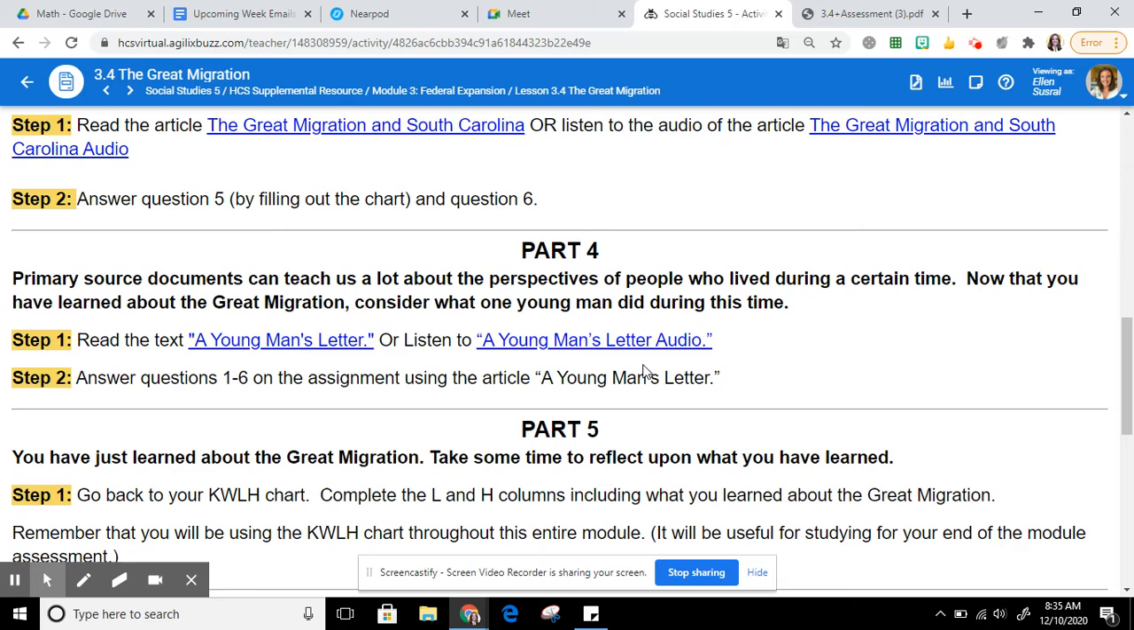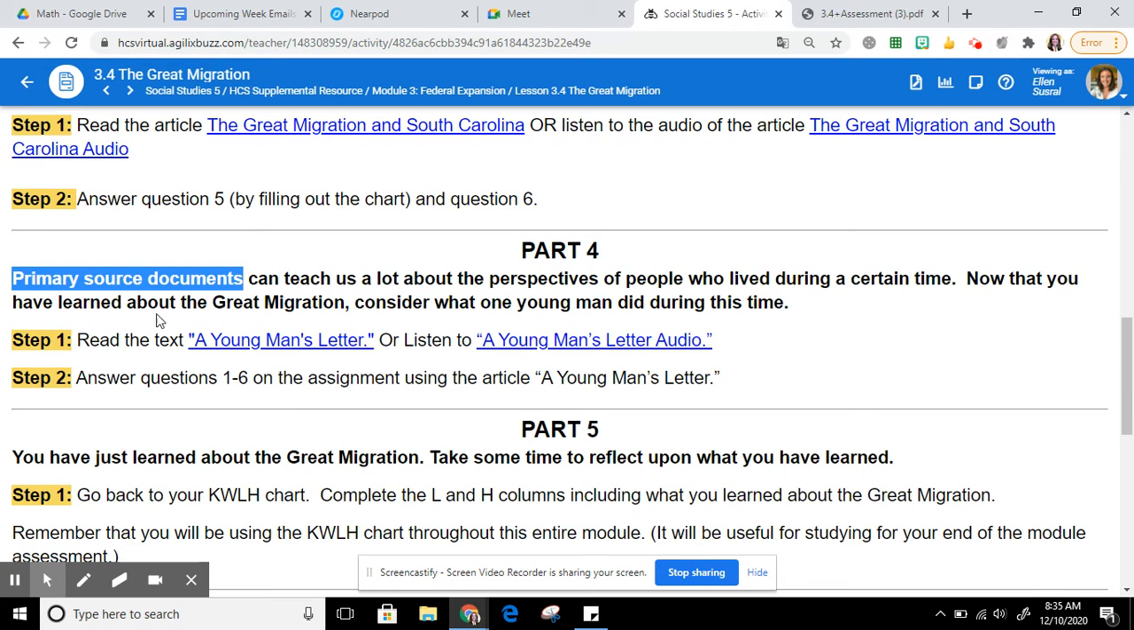Part 4, it says primary source documents can teach us a lot about the perspectives of people who lived during a certain time. Just a note, a primary source document is a document that comes from that time period: a newspaper article, a journal, a diary entry, a photo. Those primary source documents can give us a perspective of people who lived during that time, meaning we can get an idea of how those people were feeling and thinking because it's coming from that time period.